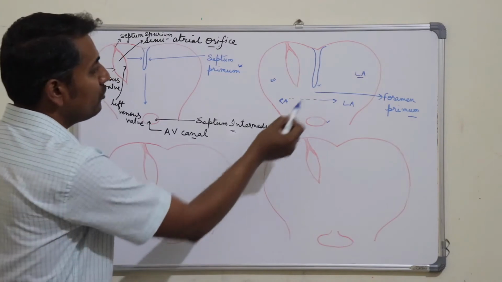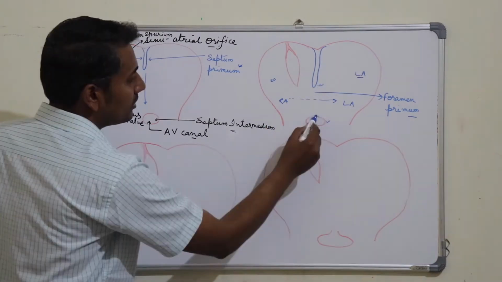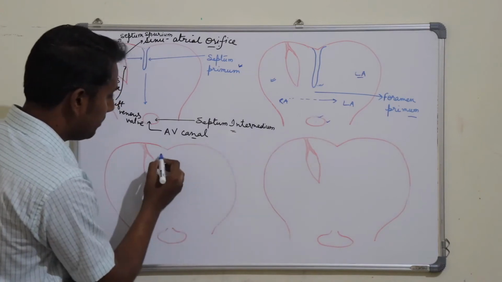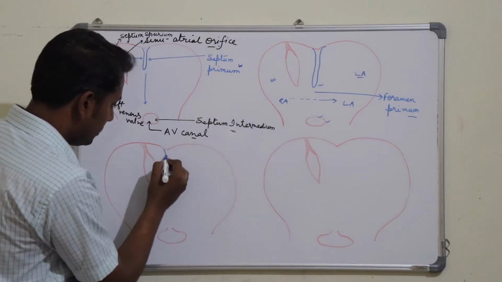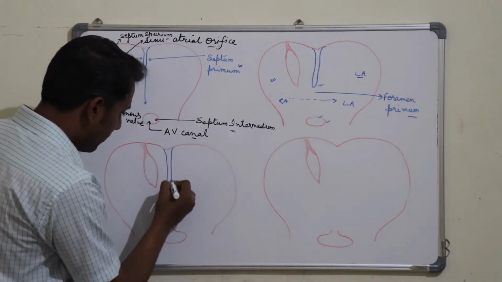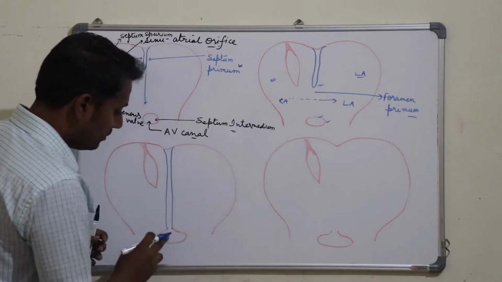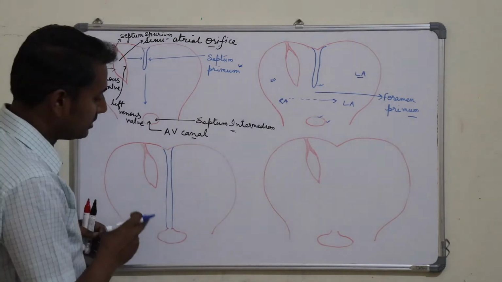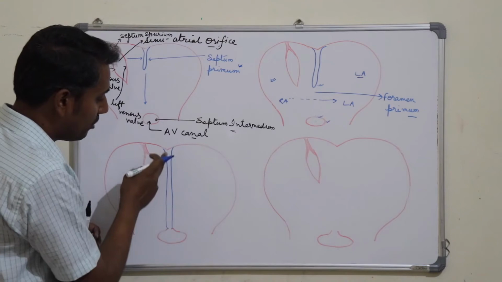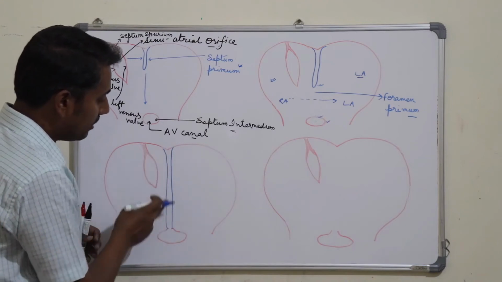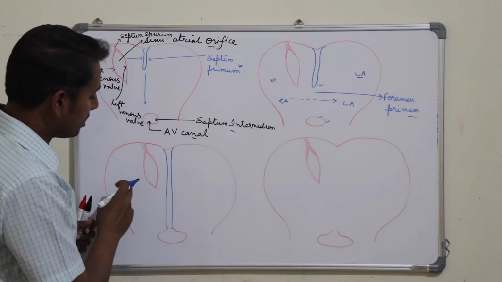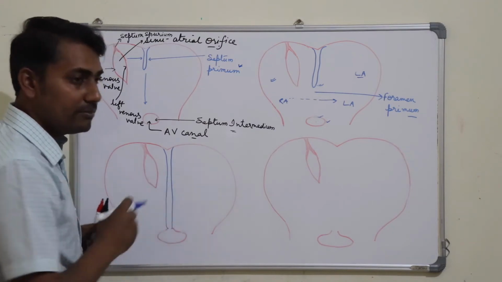Now, after the fusion of this septum primum with the septum intermedium, we can see here in this diagram, this is the fused septum primum with the septum intermedium. We can see in this diagram also that the foramen primum has been closed by the downward growth of the septum primum. But we have to maintain the blood circulation from the right atrium to the left atrium.